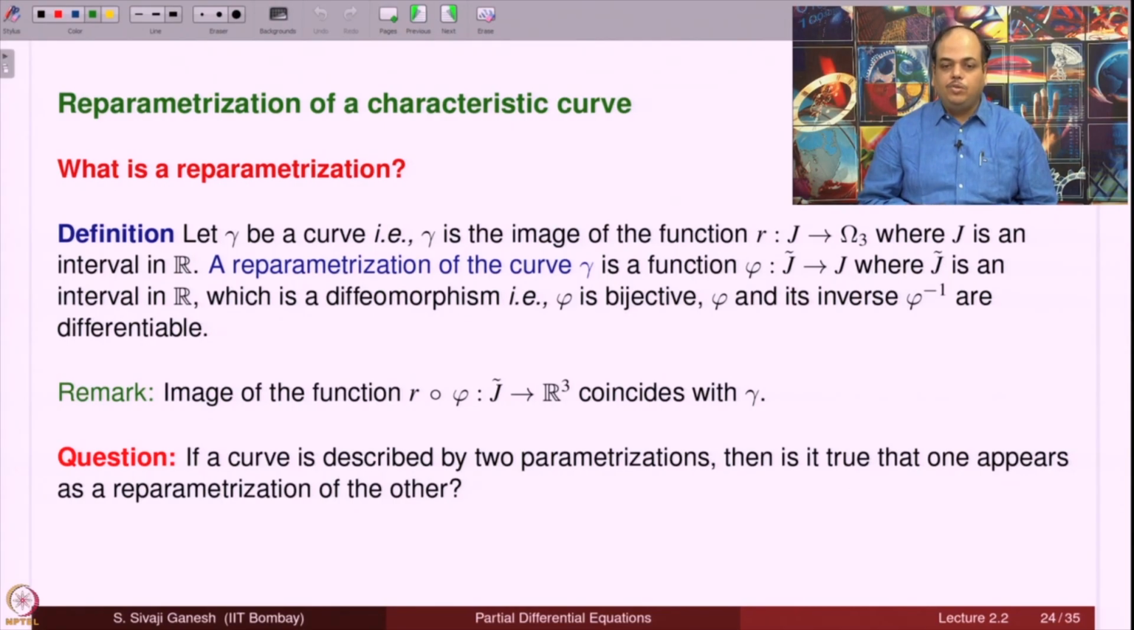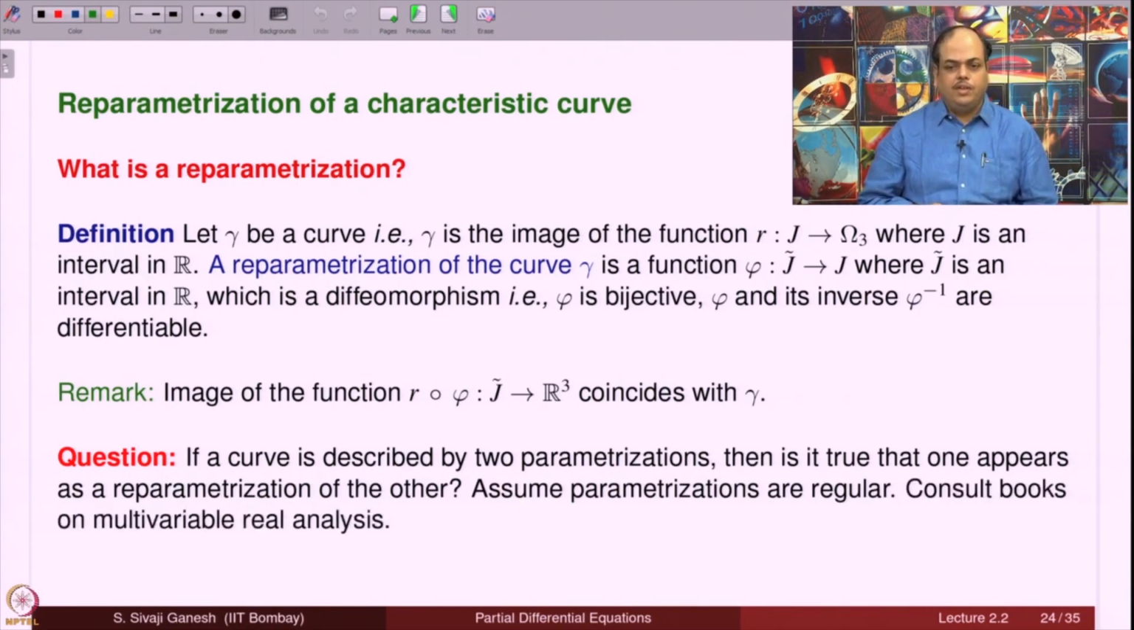Now, if a curve is described by 2 parameterizations, is it true that one appears as a reparameterization of the other? In other words, you are given r from J to Omega in R^3 and r tilde from J tilde to Omega in R^3 such that the images are the same. Now, the question is, is there a function phi from J tilde to J which is a diffeomorphism? The answer is almost true, but you have to assume some more properties about the parameterization being regular. So, you can once again look up books of Do Carmo or Millman-Parker on differential geometry. But our question is not about this, we are not asking this question.